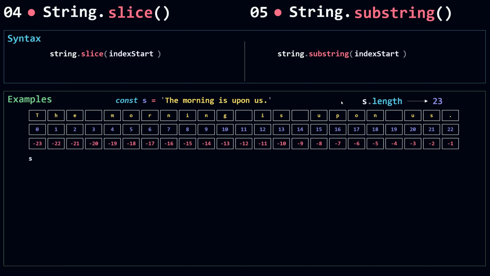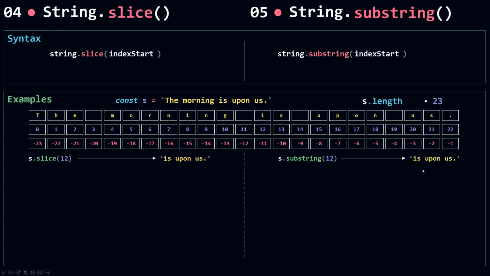Now if I call slice on my string s and choose a random index, for example 12, slice will take a slice starting from 12 to the end of this string. So 12 here is included. So we're going to see "is upon us" as the resulting string. Now substring is going to do the same thing. It's going to start from 12 included, to the end of the string, and it's going to return the same result.